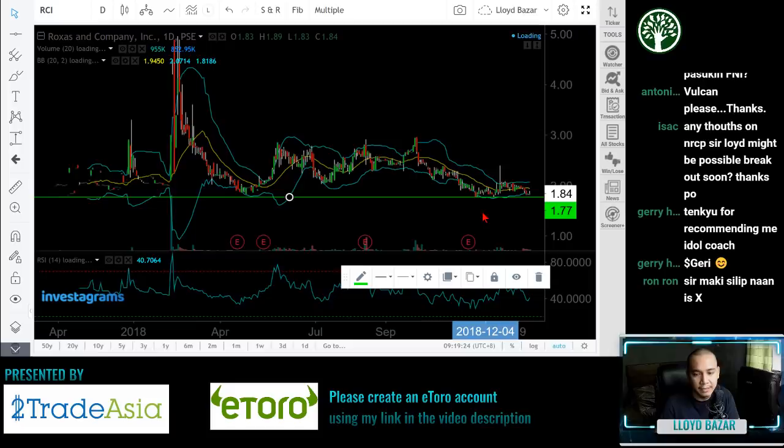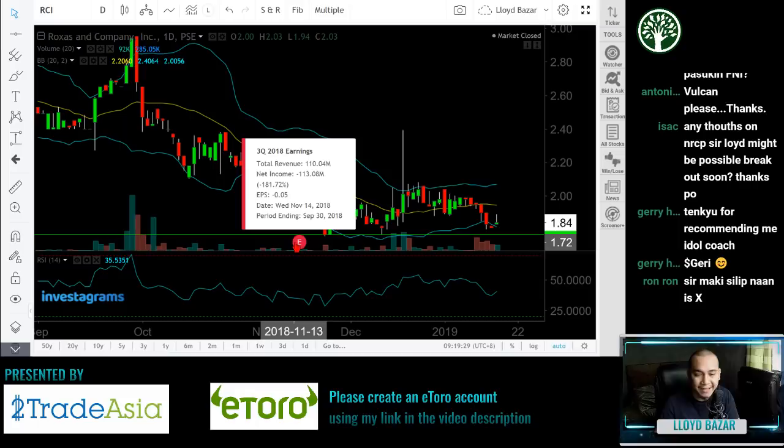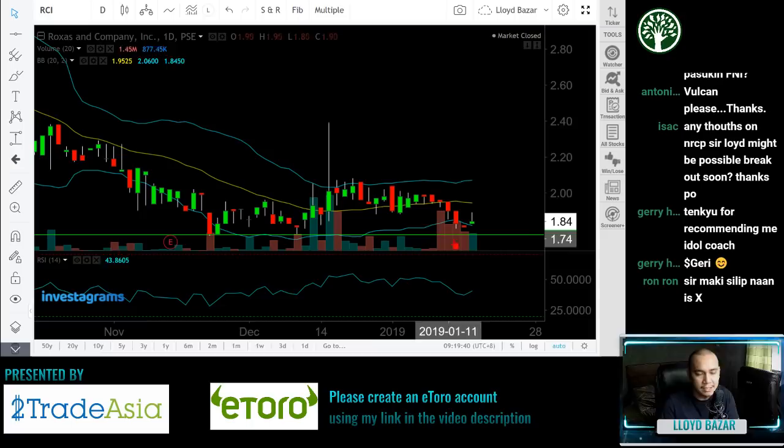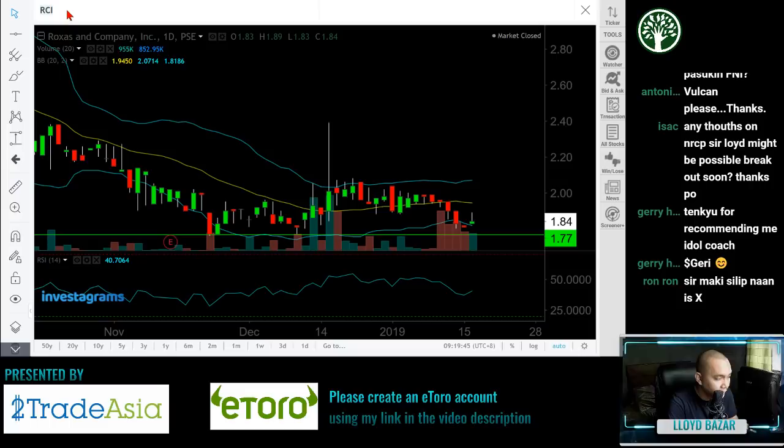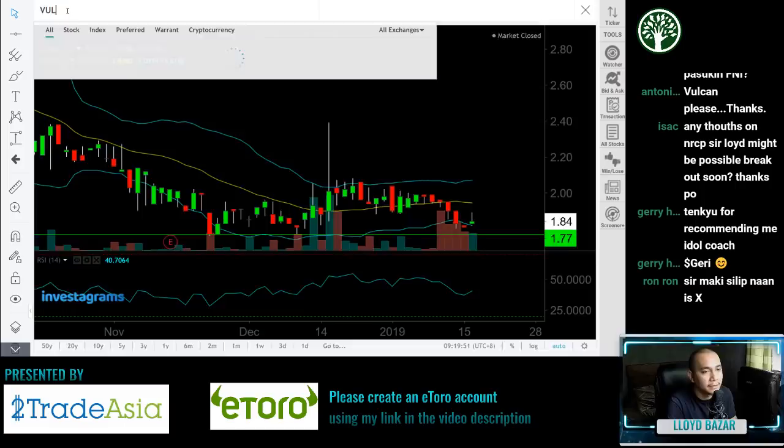So, pwede nyo pong simulan ito. It's just that, it's against my trading bias kaya hindi ko po linalagay sa recommendations ko, right? But if you are more into price action, yes, kahit negative yan si RCI, price action is telling us that it's okay, right? Maganda siya. So, that's already a solid bottom for RCI. So, pwede nyo pong pasukin yan if you want to. Hindi ko lang nire-reco kasi against lang talaga sa trading bias ko. Don't wanna recommend it that much. But you can go in if you want to.